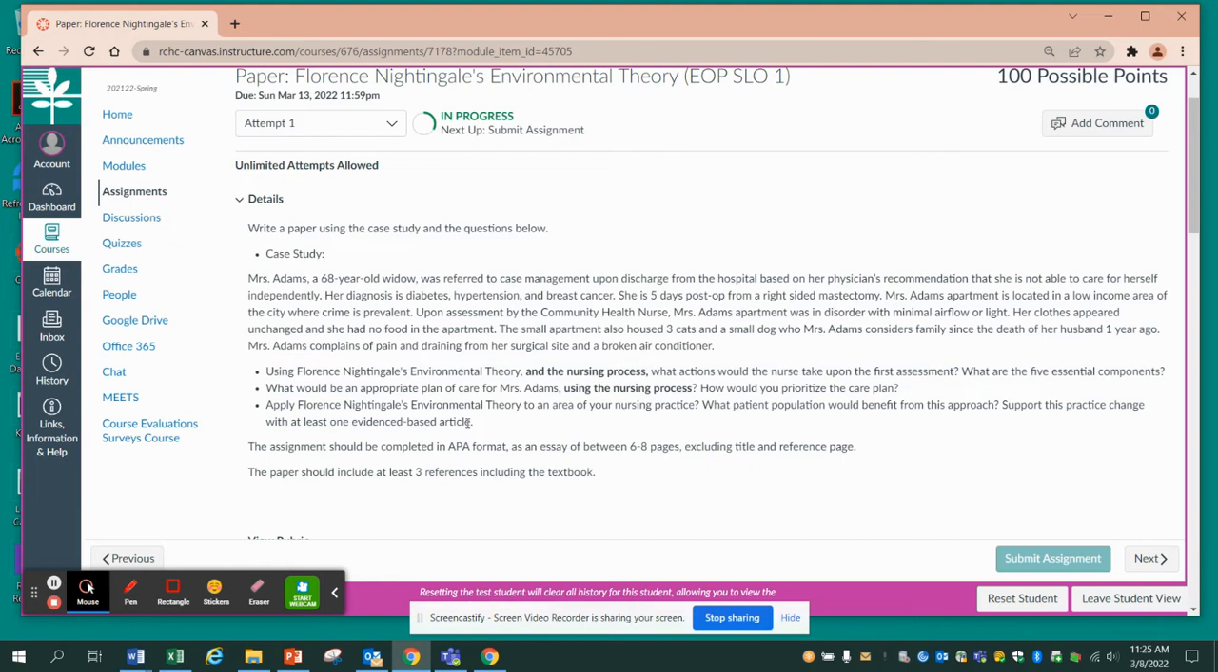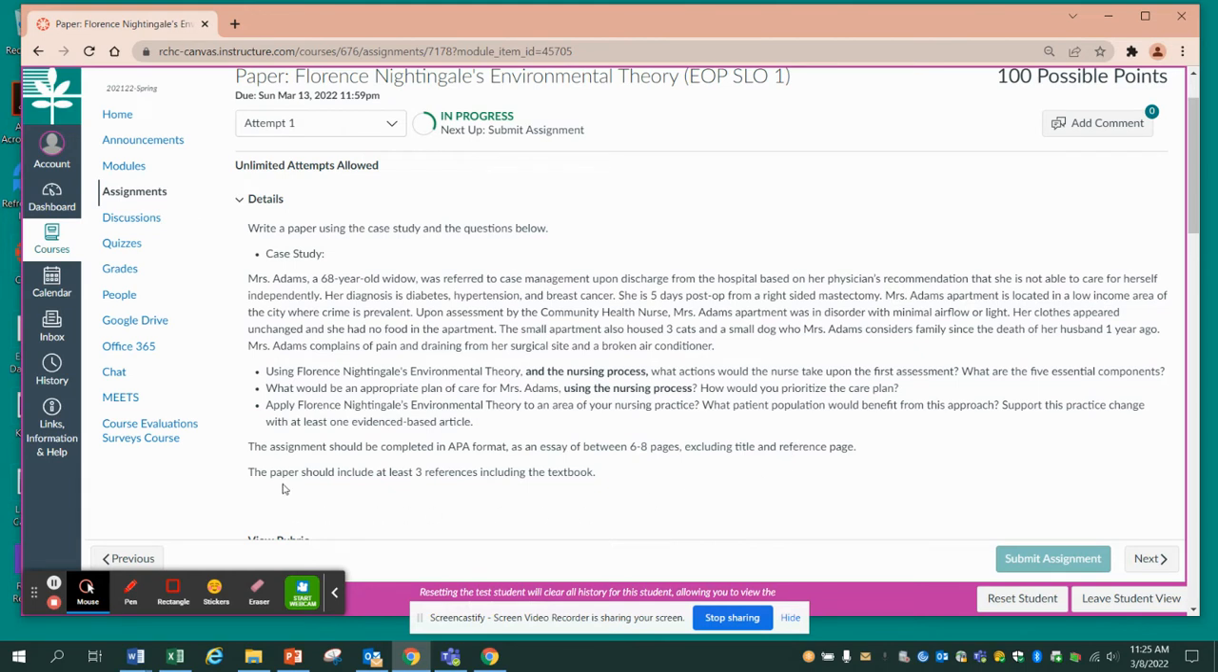For me, I would want to know how long my paper has to be. So here it says the assignment should be completed in APA format. And remember, that's the 7th edition APA. And it needs to be between 6 and 8 pages of content, which excludes the title and reference page. Now, you do the math. This would mean that your paper has to be at least 8 to 10 pages. That would include the title and the reference page.